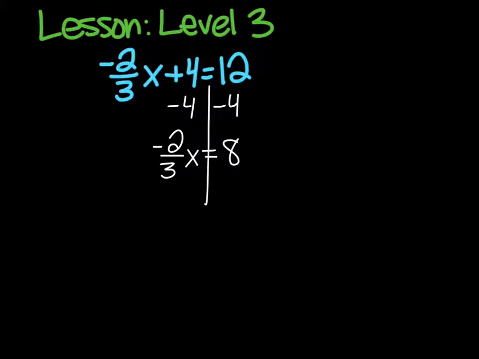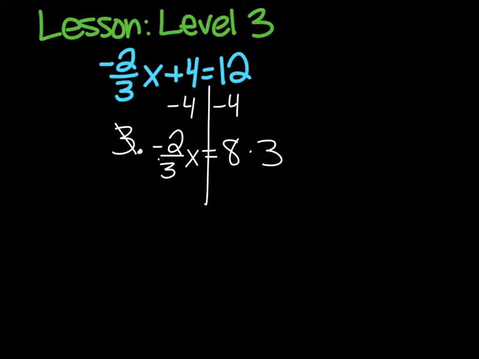This is the part that a lot of times we get stuck on. I'm going to show you a way to do it that makes sense, and then I'll show you a shortcut. So if I have negative 2 times x all divided by 3, which is the same thing as what we have here, one thing I can do is get rid of that 3 right away. So I'm going to multiply both sides by 3.